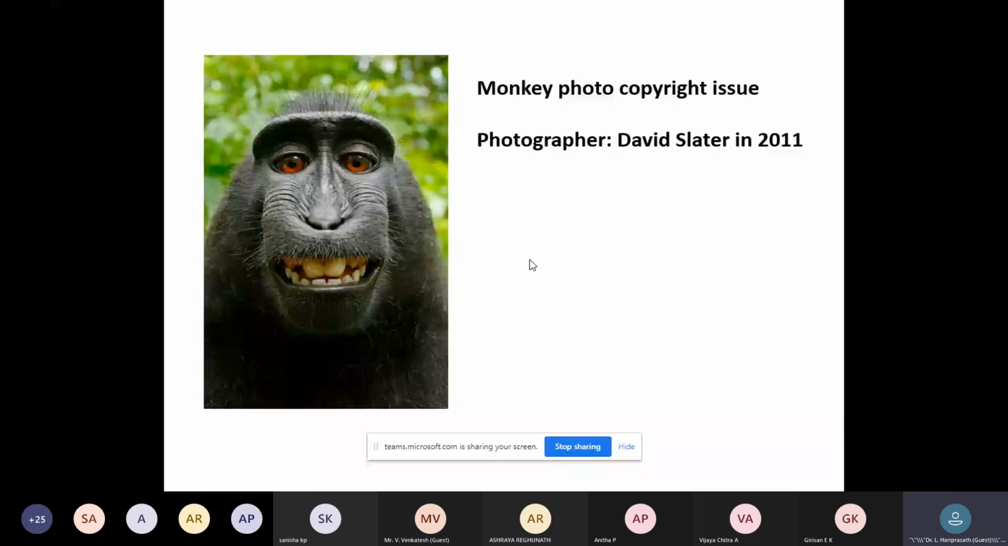So till date, 50% of his earnings through this photograph goes to this little monkey, the smart monkey we could say, and a lucky monkey who is earning a lot even in his old days. So this was a big copyright issue that happened a few years back, and it existed for 2 to 3 years in the social media.